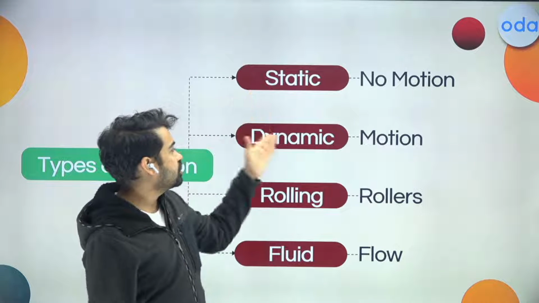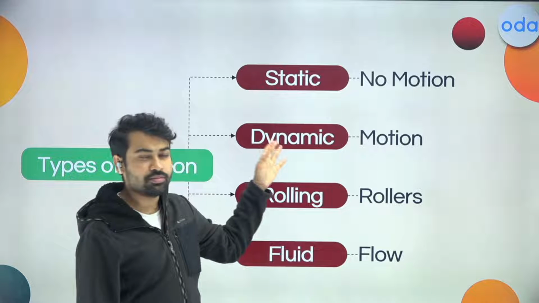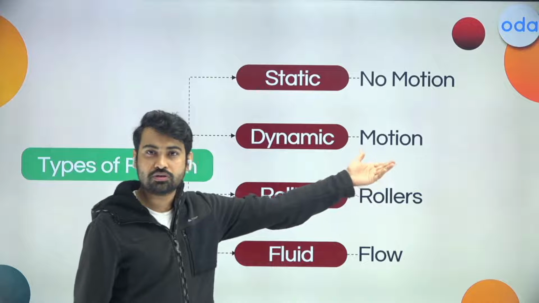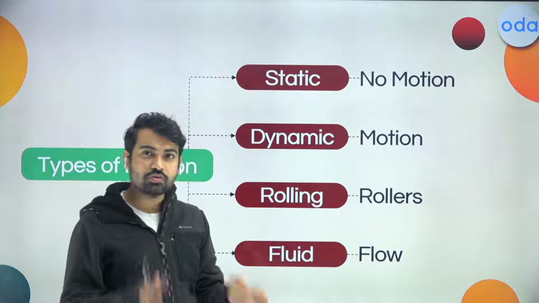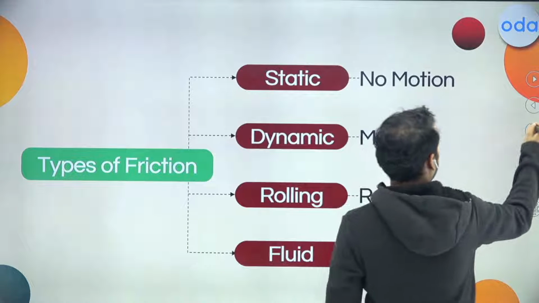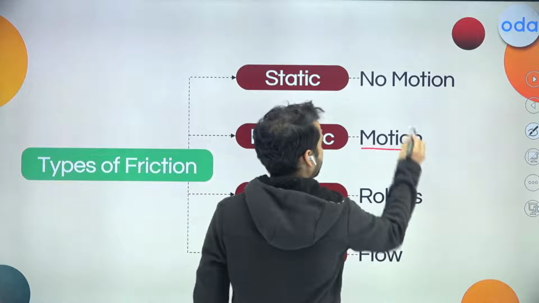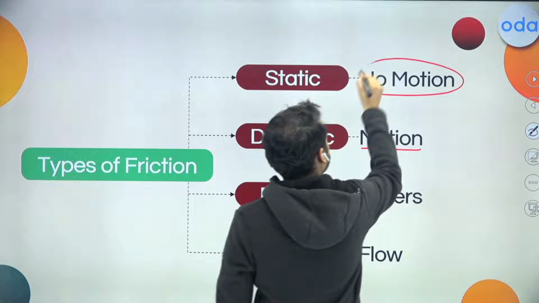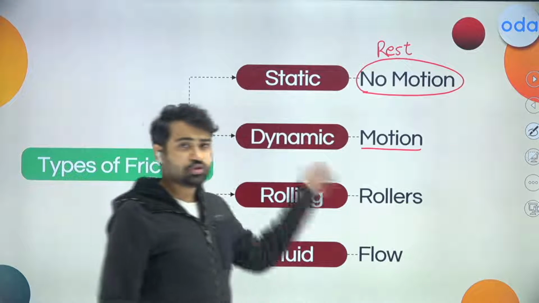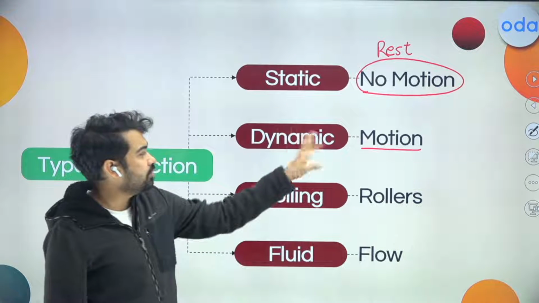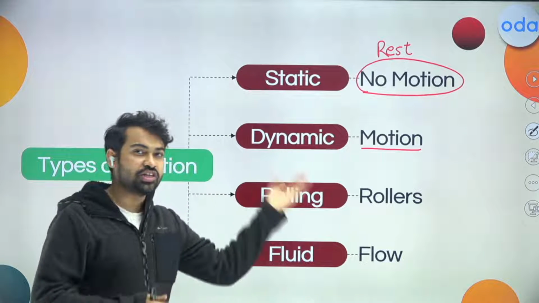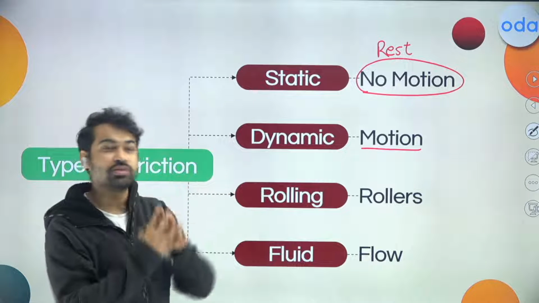So these two frictions are quite closely related, static and dynamic. Dynamic means that you're very active, you're moving, you're in motion, right? Static means something stoic, something that is not moving, something that is at rest. So static generally comes with rest, dynamic comes with motion. These two generally act hand in hand: if one is there, the other is not there; if the other is there, the first one is not there.